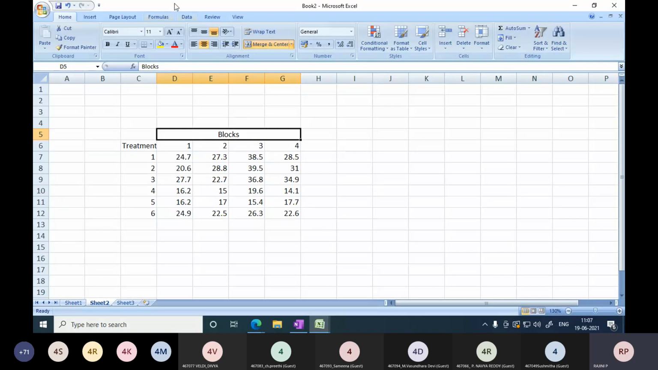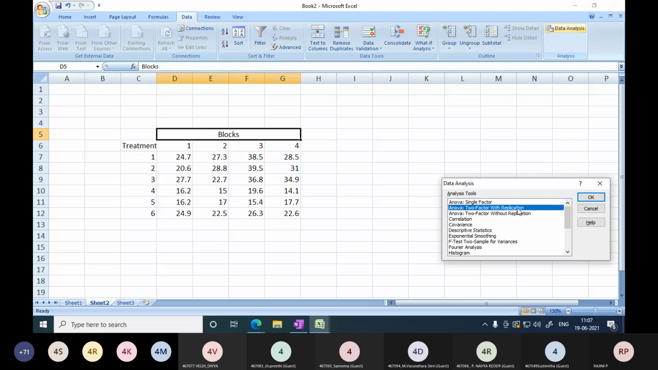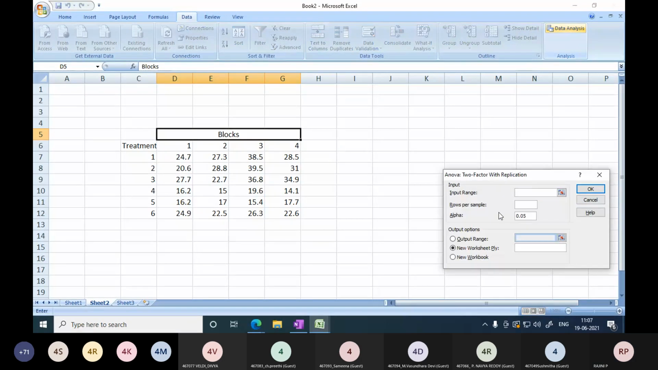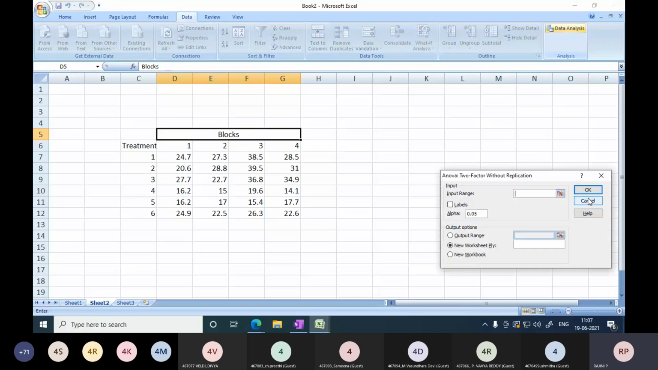Go to the data analysis. Okay, fine. So do data analysis and go to the ANOVA 2-factor without replication. Okay, ANOVA 2-factor without replication. Remember this one, without replication. Then okay. And it is asking for the input range. So input range means select the data.